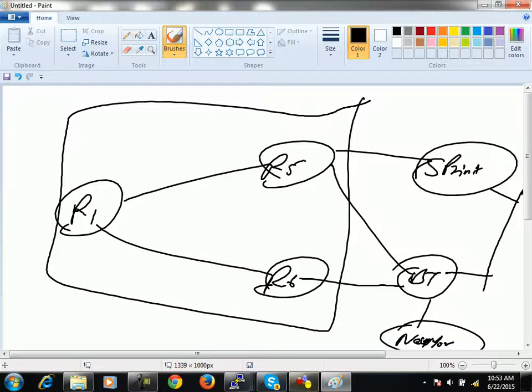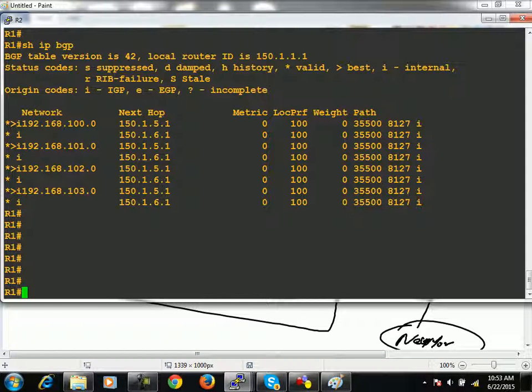But this time, if you move on R1, its best path is via R5, and you have to identify why R1 defined its best path via R5 only, not via R6. First of all, you will check what? The sequence. In sequence, tell me what will you check first? The very first attribute BGP checks is what? Next hop reachability. So of course, via R5 as well as R6, its next hop addresses are reachable.